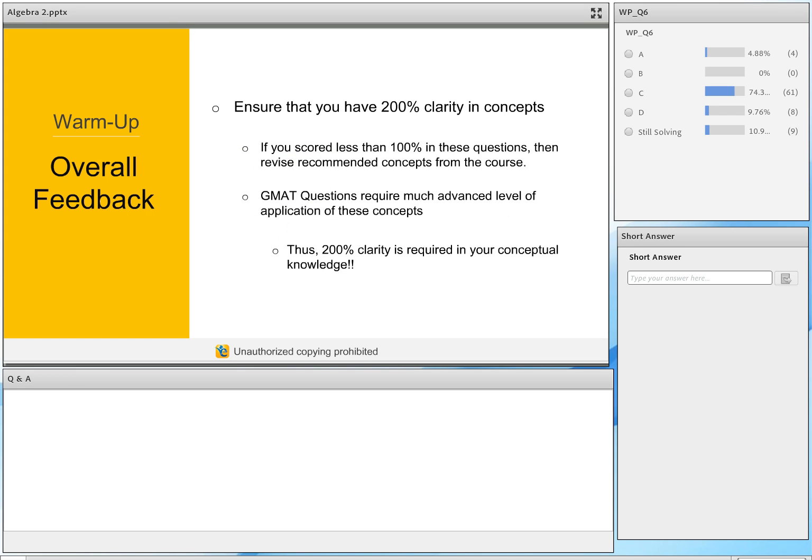All right. So, feedback from warm up section. You really need to have that 200% level of clarity in your concepts so that you can do well in applying those. So, now my question to you is, let me see if I have the poll here. How many questions did you get correct? Out of the 6 warm up questions, how many questions did you get correct?